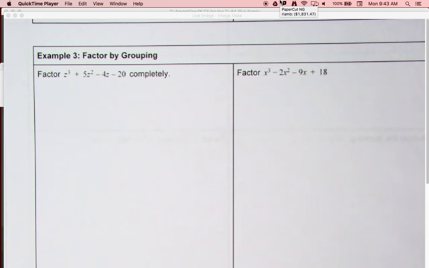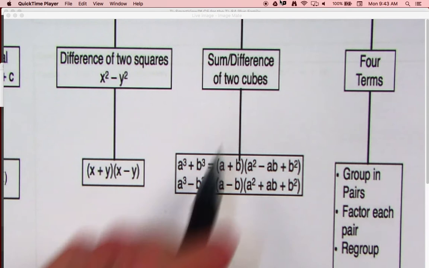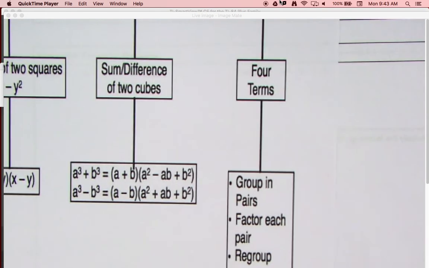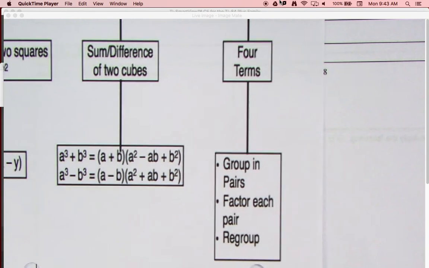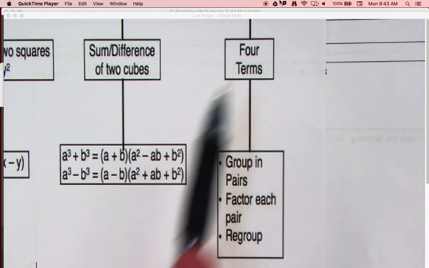Okay, welcome back. Just finished up, hopefully, watching the sum and difference of two cubes here, which is another method to factor. And now what I want to show you is how we do what's called factoring by grouping. Anytime you want to factor by grouping is when you have four terms. So here's the general process.